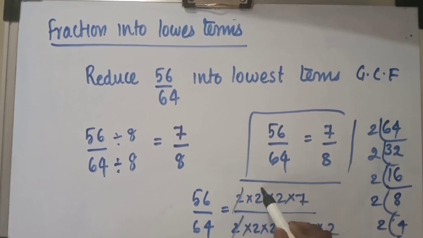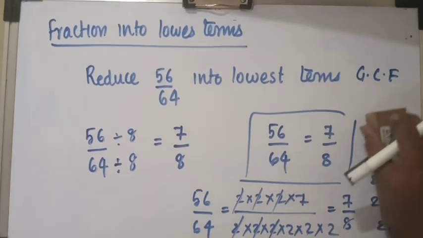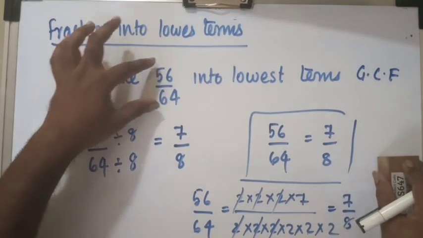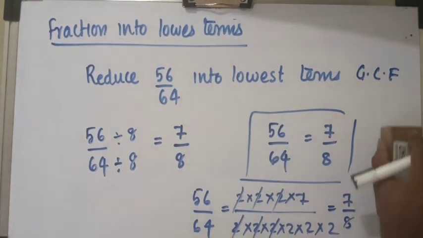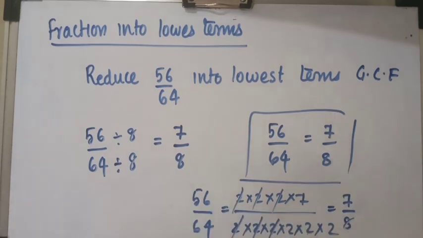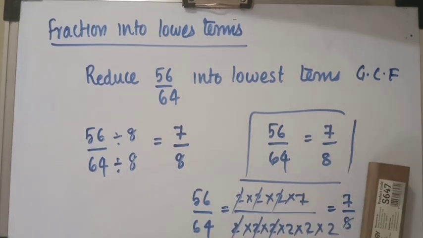So here you have these 2s getting cancelled. What is left is 7 upon 2 2s are 4, 4 2s are 8, so 7 upon 8. So you can solve converting a fraction into its lowest term by this method too. If I give you some sums to solve, you have to do them, children.